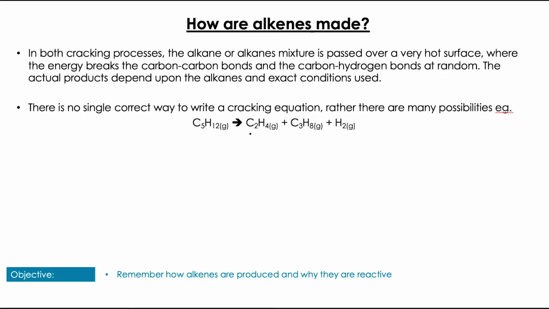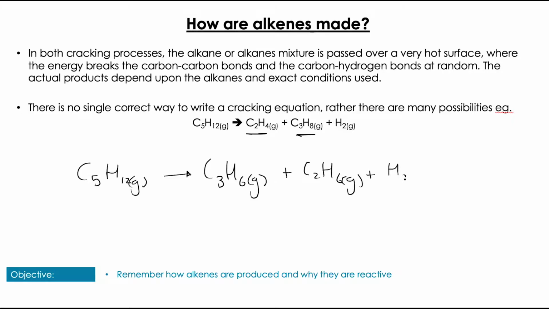The exact alkene we're going to form varies depending on the conditions and the alkane we started with. So there's no correct way to write an individual cracking reaction, rather there's more possibilities. If we look here at the breakdown of pentane, the pentane can go into ethene, propane and hydrogen, but equally we could have a situation where we got propene, ethane and hydrogen. Indeed, the longer the carbon chain, the more possibilities for outcomes there are.